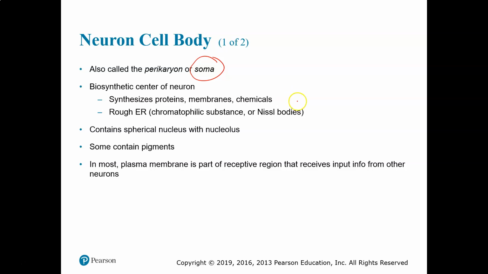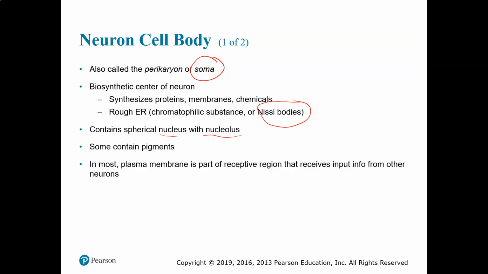Nissl bodies are groups of rough ER that synthesize proteins, and the neurotransmitters are typically synthesized by the cell body of the neuron. So the neurotransmitters, like in the muscle chapter when we learned about acetylcholine, well, that's where the Nissl bodies come in, is they can produce a large amount of those types of chemicals. The cell body contains a nucleus with a nucleolus, typical to all human body cells. Some contain pigments.